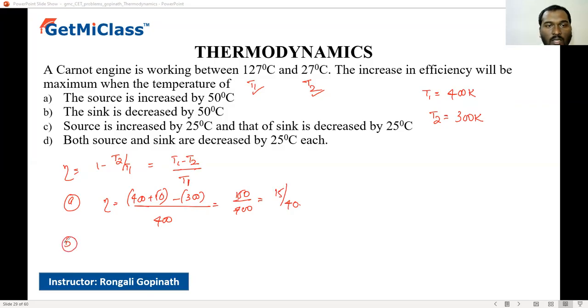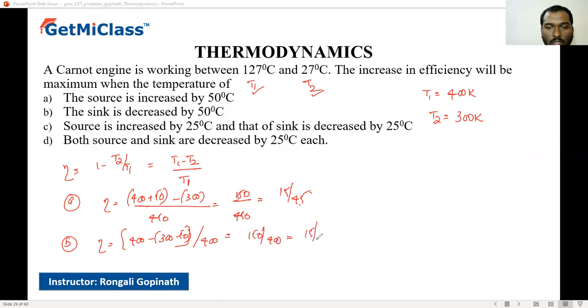Now let's look at option B. The sink is decreased by 50, okay? So T1 is 400, minus sink decreased by 50 means 300 minus 50, whole divided by 400, which would be 250. Sorry, in the earlier case, please make this change. This is still not 400, right? This will be 450. So this will be 15 by 45. And over here, we get 150 by 400, which is 15 by 40.